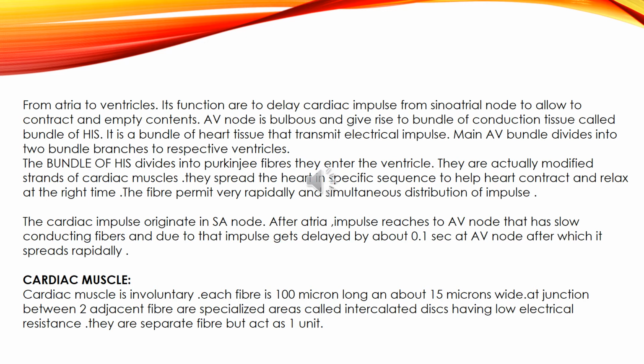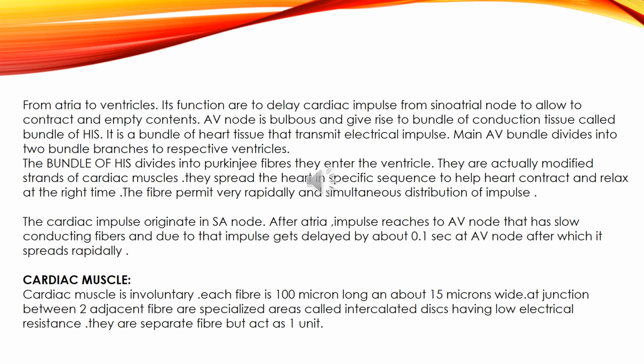It is the bundle of heart tissue that transmits electrical impulse. The main AV bundle divides into two bundle branches to the respective ventricles. The bundle of His divides into Purkinje fibers. They enter the ventricle. They are actually modified strands of cardiac muscle. They spread the impulse to the muscle in a specific sequence to help the heart contract and relax at the right time. The fibers permit very rapid and simultaneous distribution of impulse.